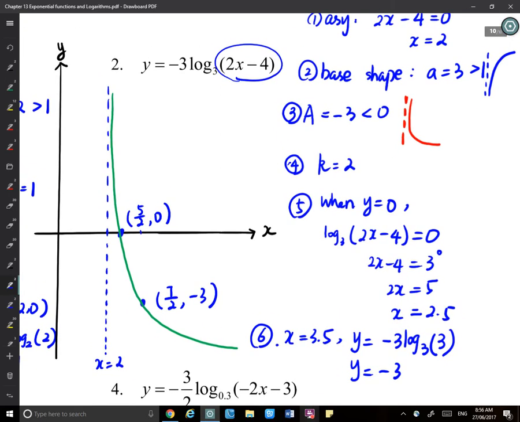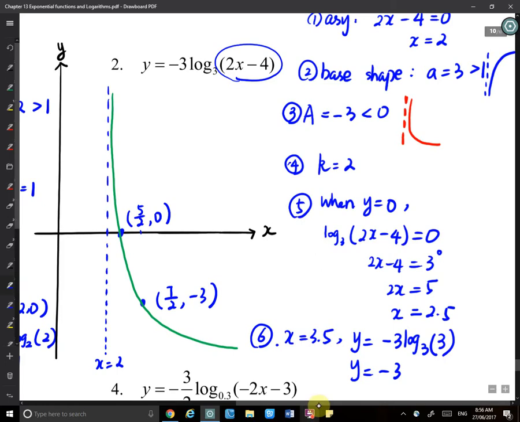So you can see the domain. The graph is to the right-hand side of the asymptote. So the asymptote is 2. So the domain will be 2 to infinity. That's exactly the same as what we solved before. And the range is R as well.